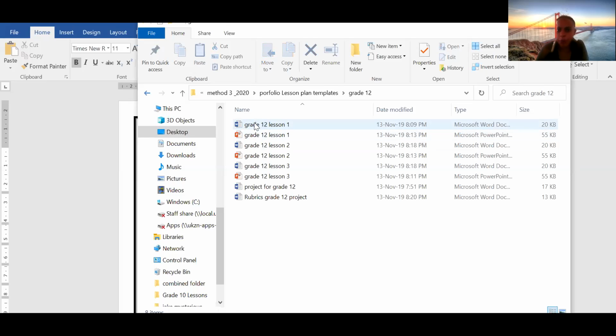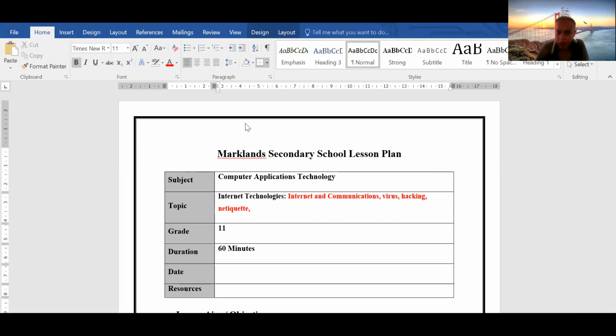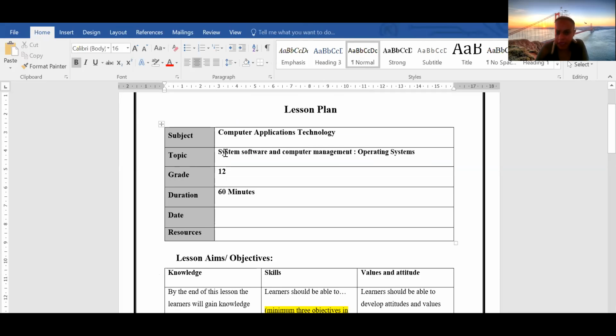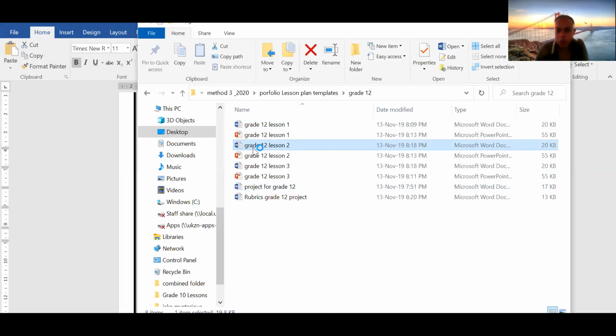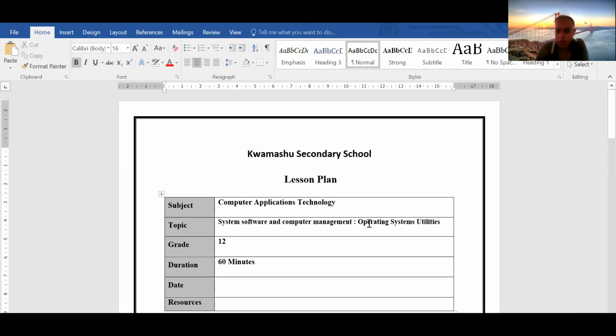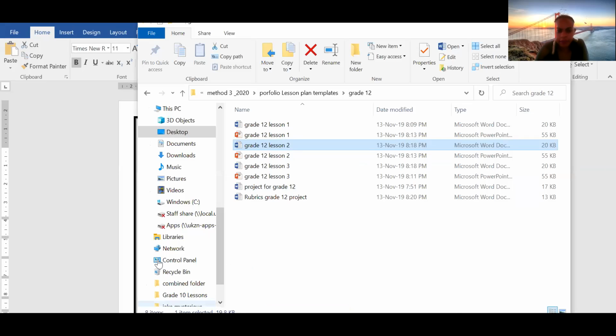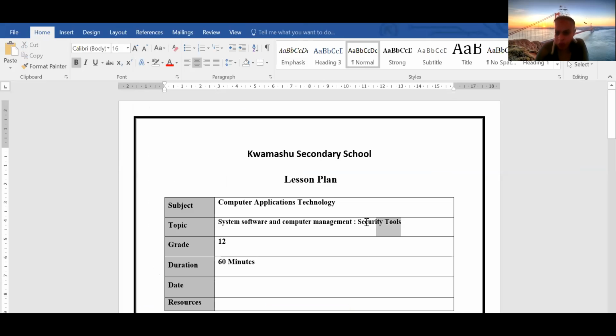Grade 12, we are teaching on the operating system. We are teaching system software and computer management. So here you can do operating system, and then you can go to lesson 2 and do operating system utilities. That's what this one has done. And then you can go to lesson 3 and do security tools. Or you can even decide, I'm going to do processor.